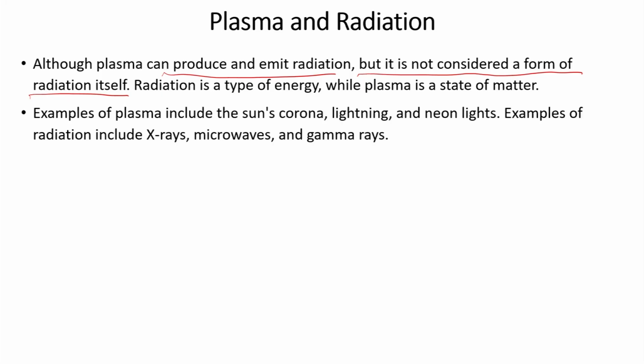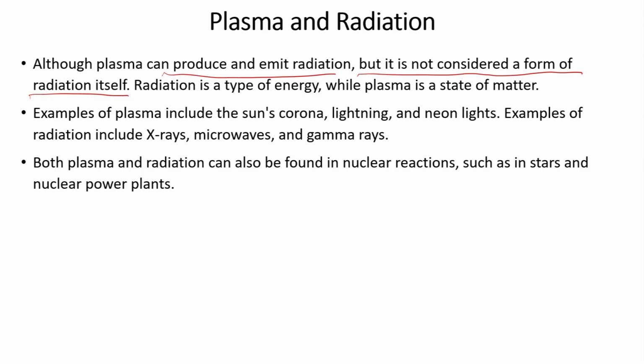Examples of plasma are the Sun's corona, the solar wind we have seen, lightning, and neon lights. Examples of radiation include X-rays, microwaves, and gamma rays. Both plasma and radiation can also be found in nuclear reactions. We discussed how in the stars, in the core, nuclear fusion or nuclear reaction happens, and from there both plasma and radiation are produced.